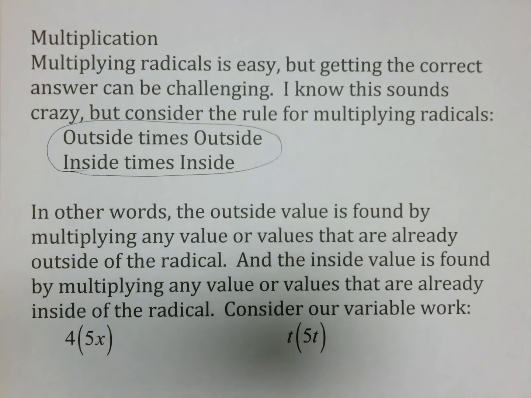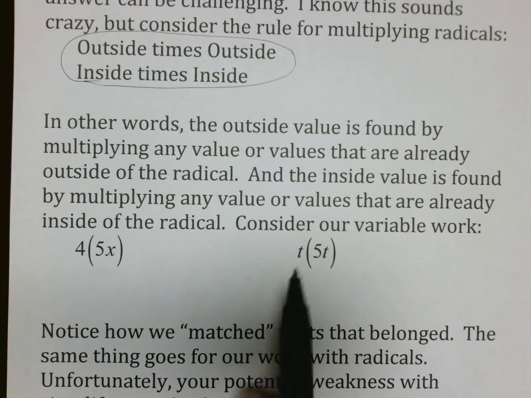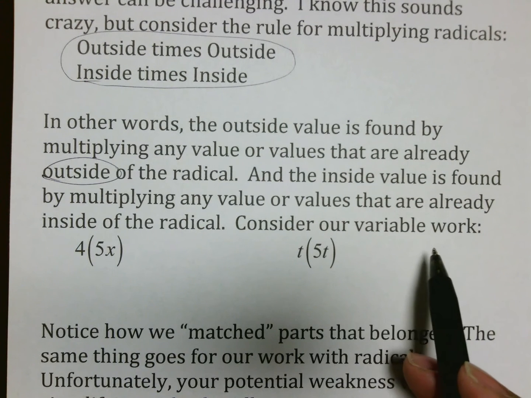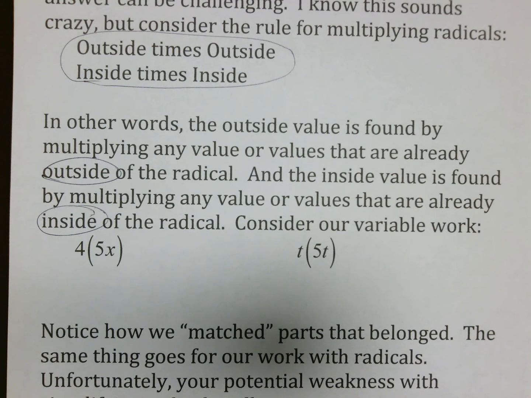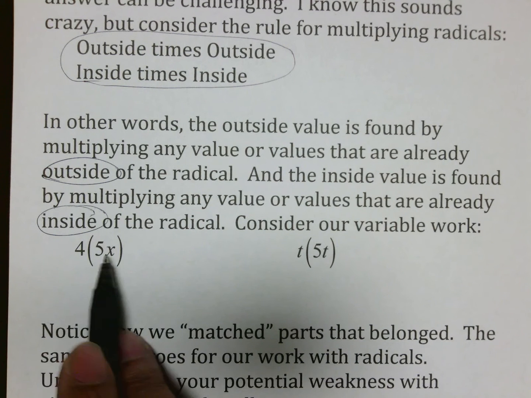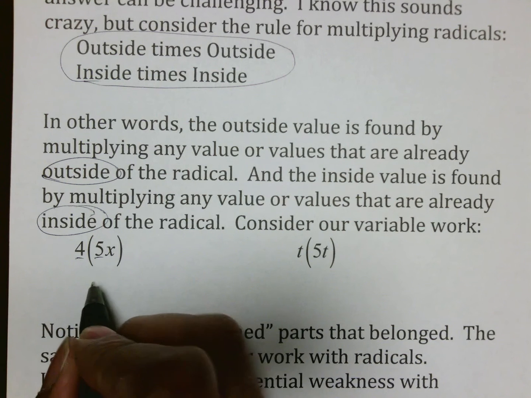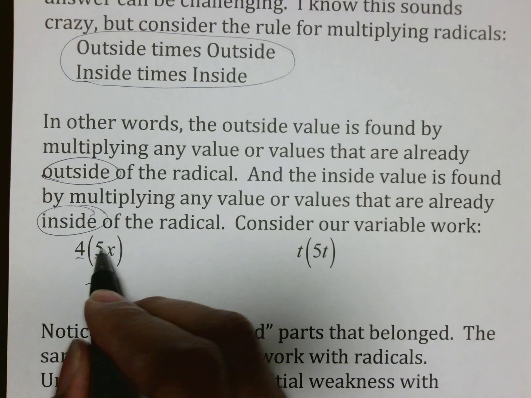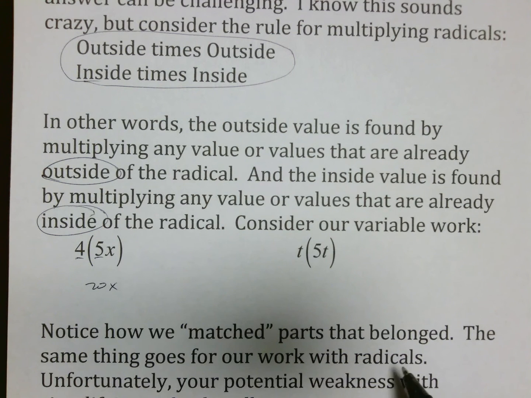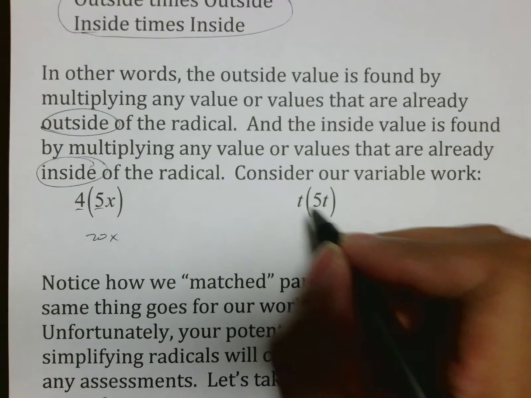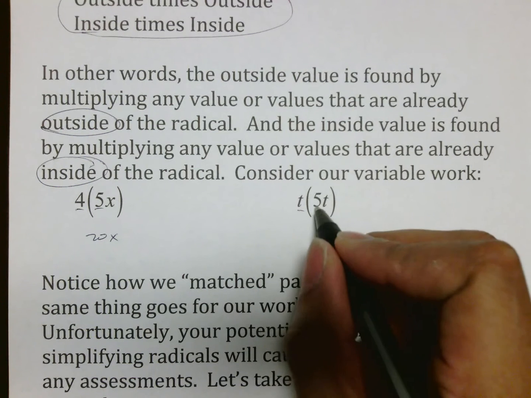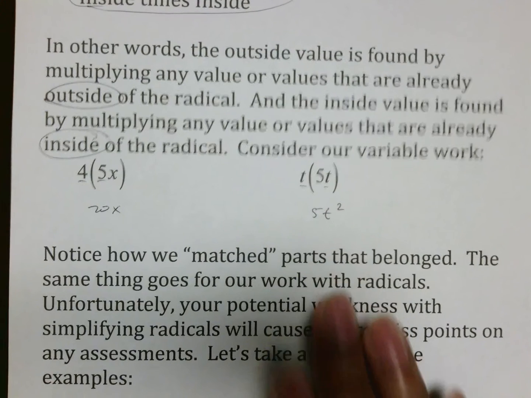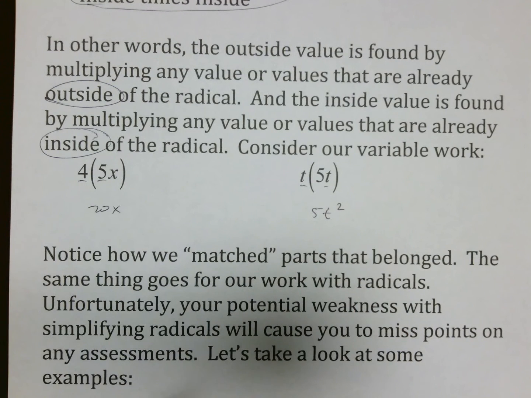In other words, the outside value is found by multiplying any value or values that are already outside. And the inside value is found by multiplying any value or values that are already inside. When we did variable work, 4 times 5x, we took the 4 times the 5 because those are actual numbers, and we attached the x. So again, 4 times 5, which are numbers, we multiplied, and then we brought down the x. In t times 5t, we multiplied the t's because they are both variables, and the 5 just came down, giving us 5t squared.